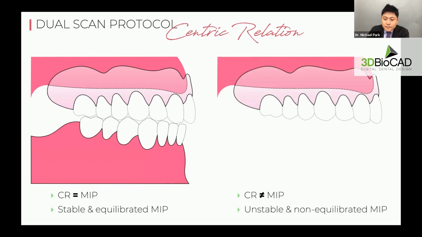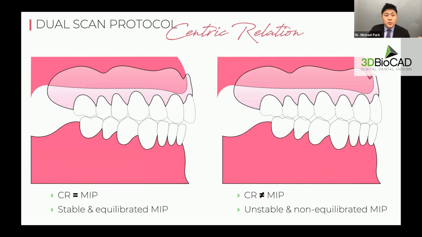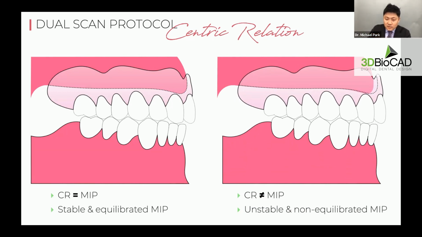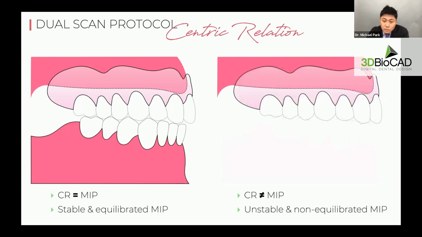However, if their bite is not stable, or when you put them into centric relation position, which is a repeatable position, it doesn't coincide with MIP, what can happen is your denture can move. Of course, if the denture moves, then it's not in an accurate position, so that's not good. So what do we do? We take a bite registration material while keeping the scan appliance perfectly seated.